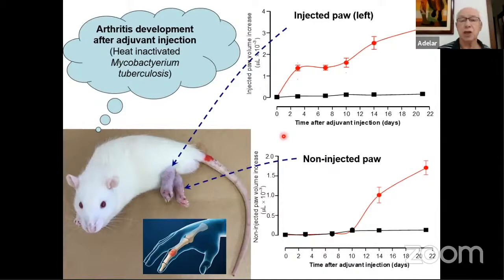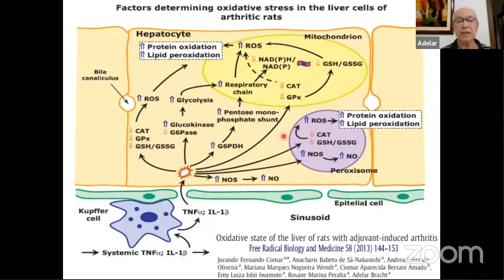This produces many changes that can be measured. These changes should be sensitive to anti-inflammatory or antioxidant agents. Here we see what happens in the liver, for example. This work was published a few years ago, in which we analyzed the changes in the liver cells. This work specifically, but the scheme is based on several modifications that were detected by preceding work.